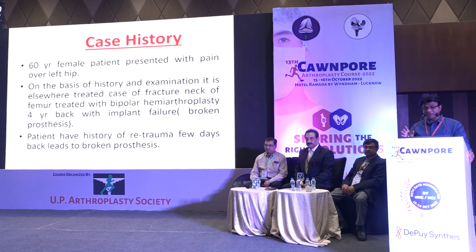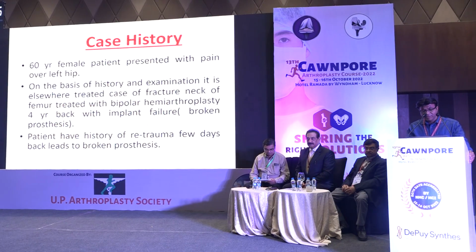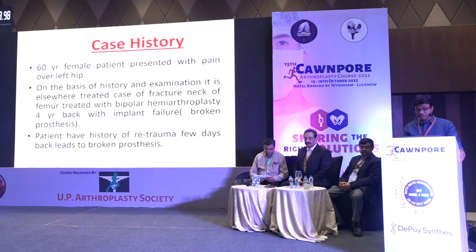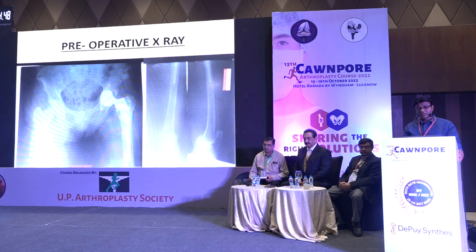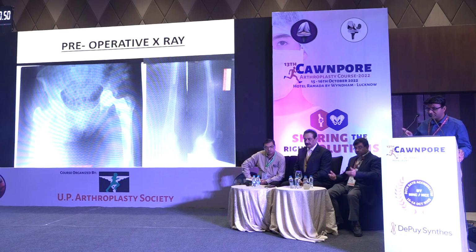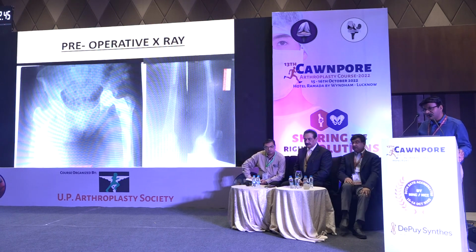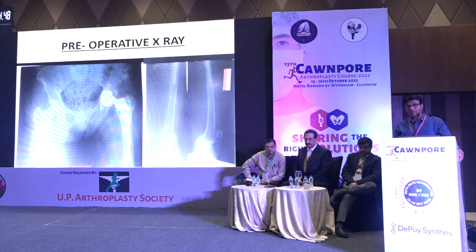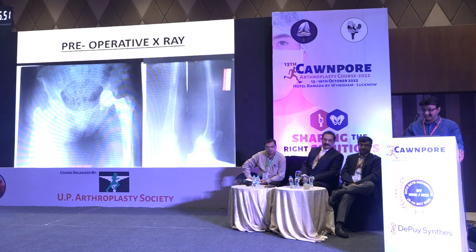This is a femur treated by hemiarthroplasty 4 years back with a broken prosthesis and protrusio, and the patient had a history of re-trauma a few days back that led to the broken prosthesis. See, this is the axis. This is how severely osteoporotic the broad type C canal is, and these cases are really very challenging, so we have to be ready with every option.